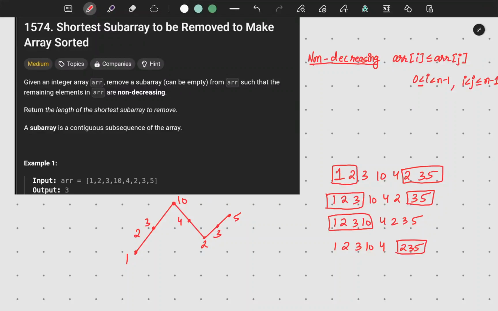Sorted subarray to be removed to make array sorted. Given an integer array ARR, remove a subarray from ARR such that the remaining elements in the array are non-decreasing.